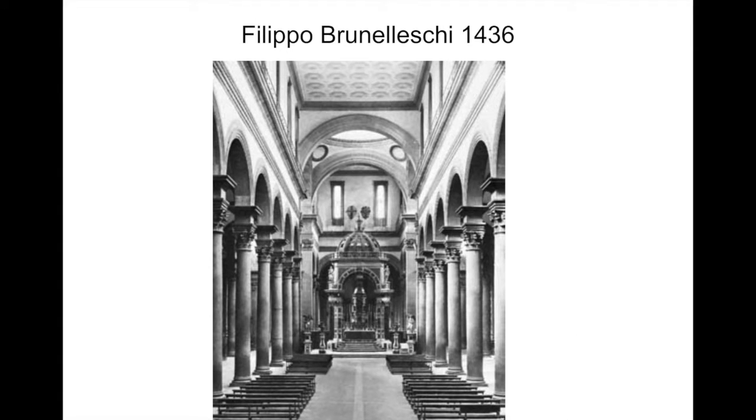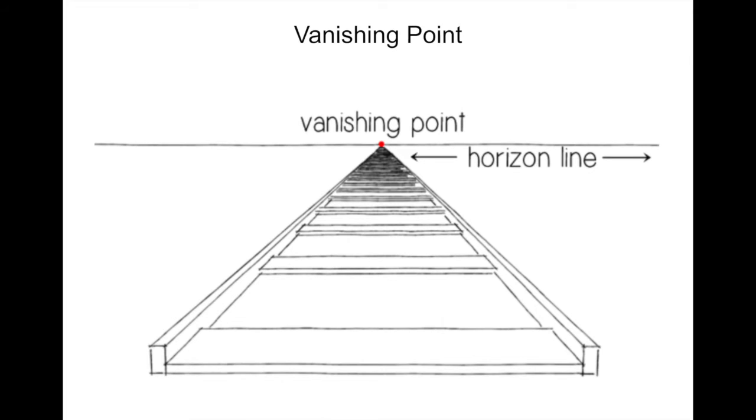1436. So in 1436, this is the time of the Renaissance. Filippo Brunelleschi figures out this idea of how things get smaller as they go back into space. And his first image was this image of a cathedral going back into space, where he did this grand unveiling that blew people's minds. And what he's doing is just using the idea of a vanishing point and a horizon line, things going back into space.